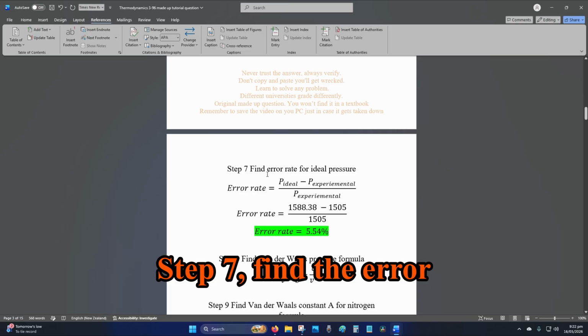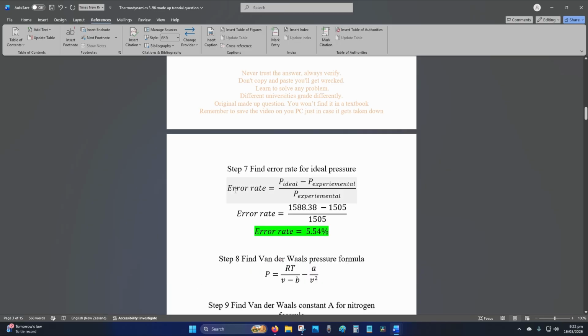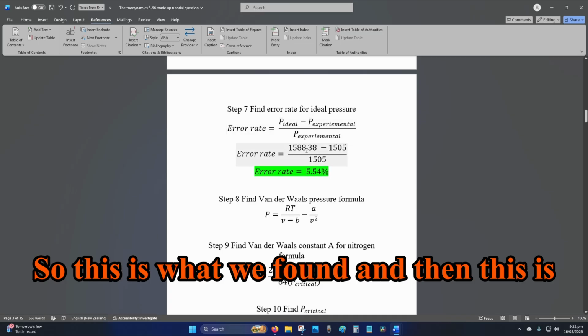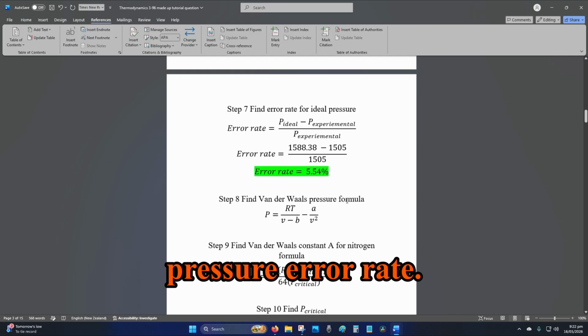So, step 7, find the error rate for the ideal pressure. So this is what we found, and then this is the given. So it is 5.54% for the ideal pressure error rate.